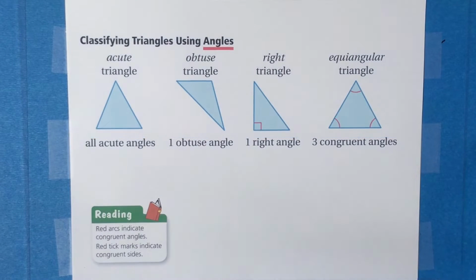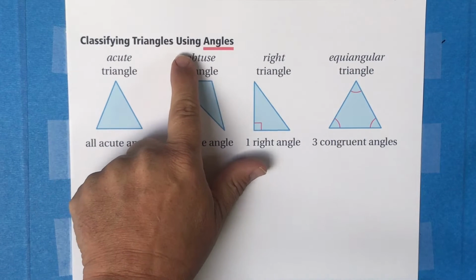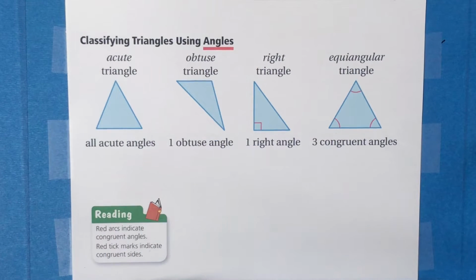There are 2 main ways of classifying triangles. One way is classifying them by their angle measure, and the other way is by the length of their sides. So the first way we're going to take a look at is classifying triangles by using their angles. When classifying a triangle using its angles, there are 4 ways that we can classify a triangle.